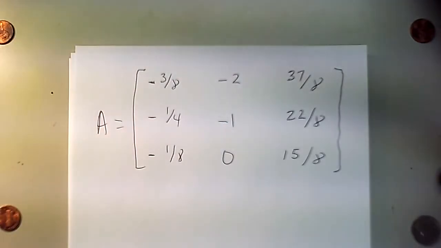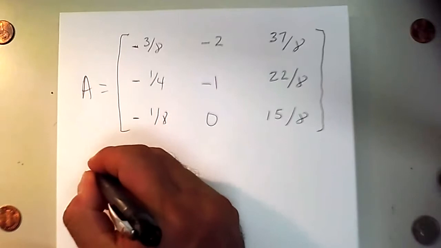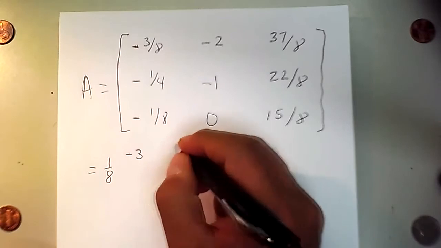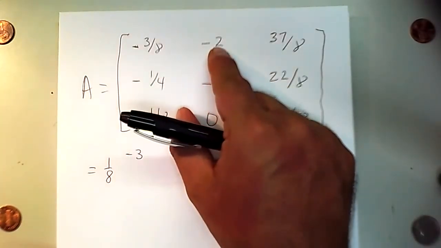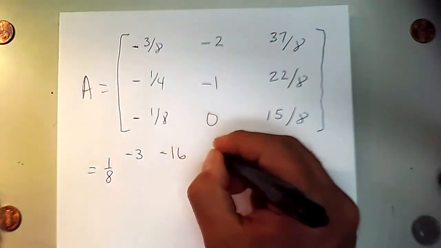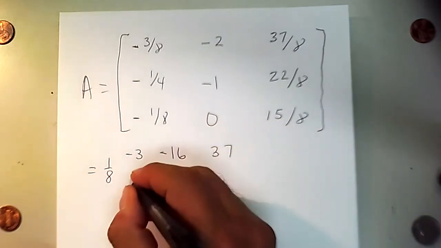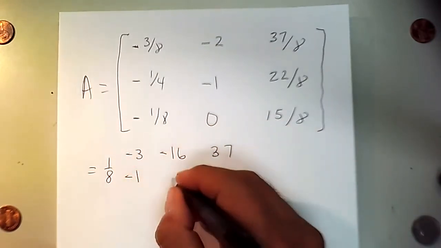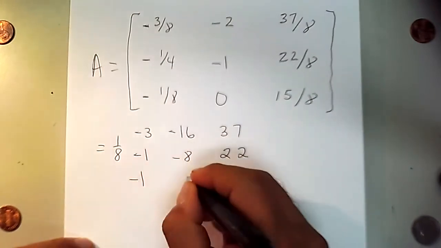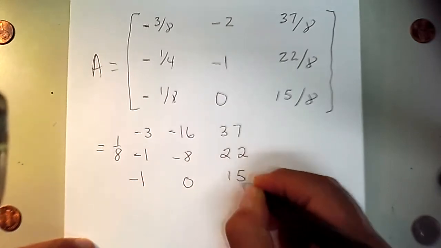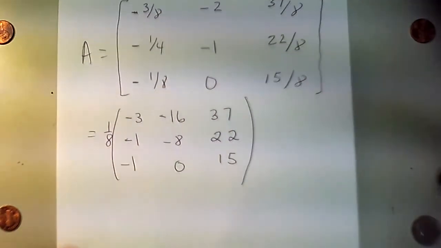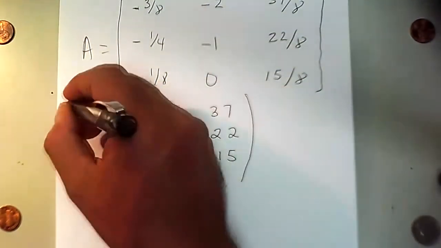We can factor out the 8 and have -3. Since we factor out the 8, the 1/8 we have to multiply, so -16, 37, -1, -8, 22, -1, 0, +15. So there is our matrix corresponding to the linear transformation. So A is equal to that.